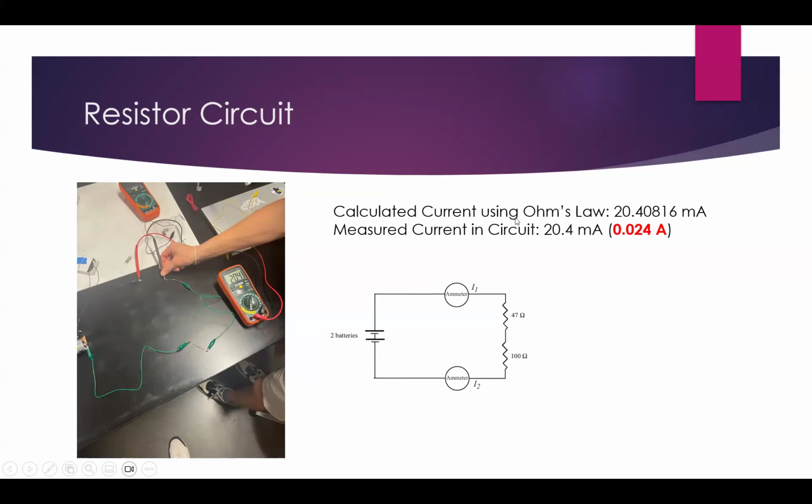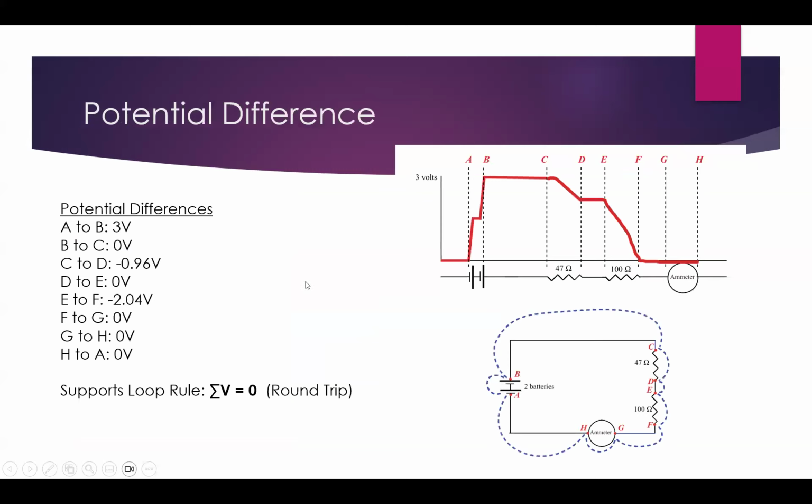The calculated current using Ohm's law was found to be 20.40816 milliamps, and the measured current in the circuit by the multimeter was 0.024 amps or 20.4 milliamps, which is very close to our calculations. The potential difference measured at different points in the circuit are shown here.